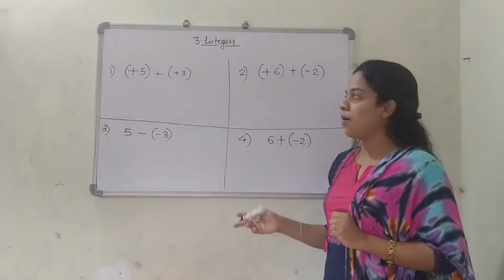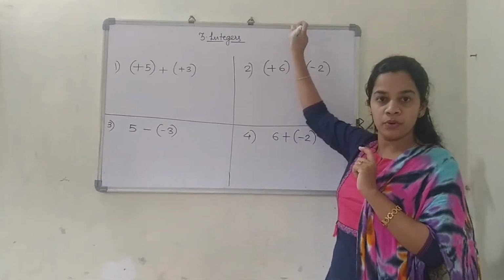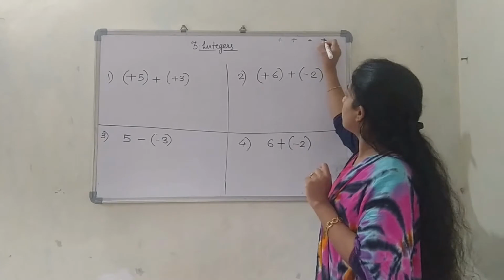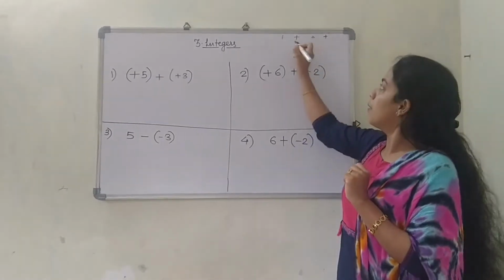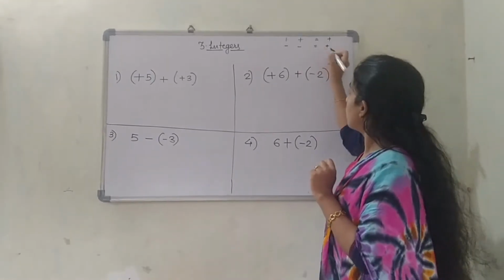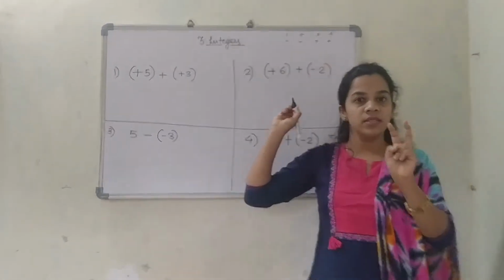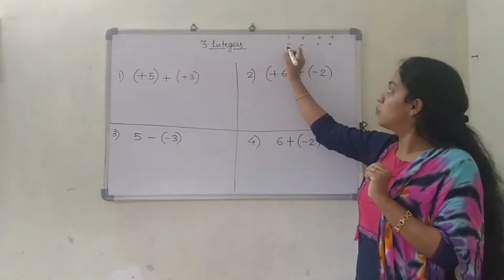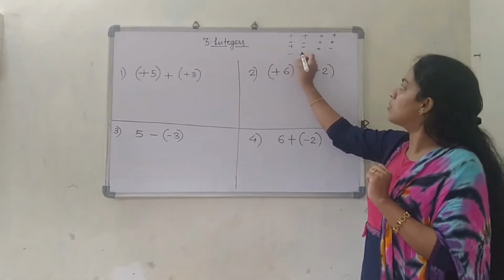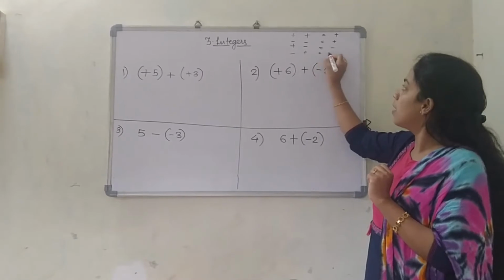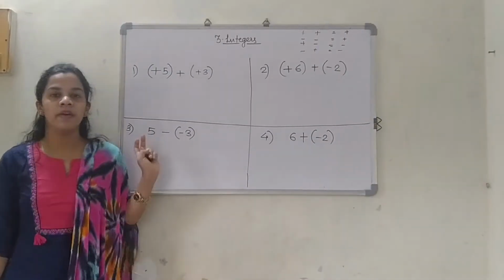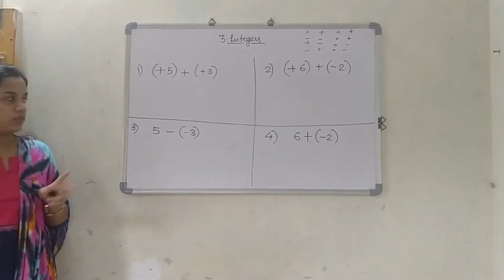So now, rules I am just going to write on the board. When two signs were same, the answer was positive. When two signs were different, that was one is plus, another is minus, the answer is negative. So these are the rules which we have just now seen. So we are going to solve the problem related to it.